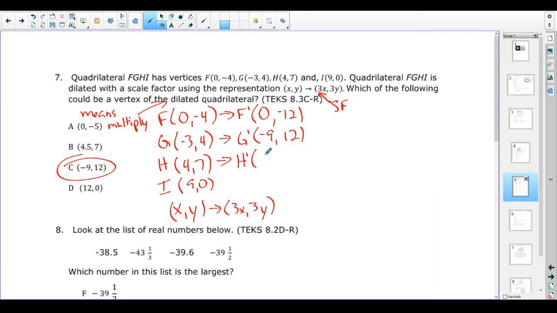It could happen. 4 times 3 is 12. 7 times 3 is 21. 12, 21, not up there. One more. I prime. 9 times 3, 27. 0 times 3, 0. 27, 0, that's not up there. The only one that matches is C. That's all I wanted you to do. Anytime it says dilate, just multiply everything by the scale factor. Those are your new points. You get your answer.